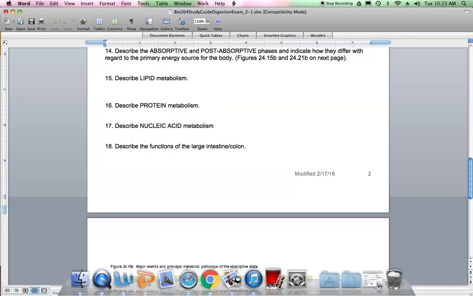Okay, the functions of the large intestine, I basically went through those. This is to store feces until expulsion, and so water would be reabsorbed from the large intestine. Water reabsorption actually starts in the small intestine, but it continues in the large intestine.